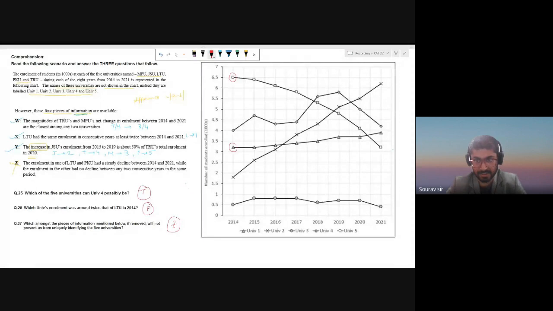Now, is this question difficult? No. So among the comprehension type questions, this one was the easiest in the paper. You just had to identify the universities based on the first 3 points. So all the questions associated, 25, 26, and 27, are done. We'll move on to the next question.